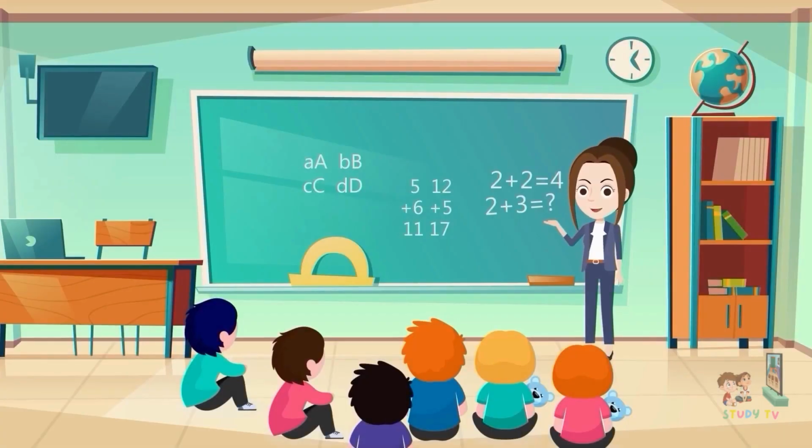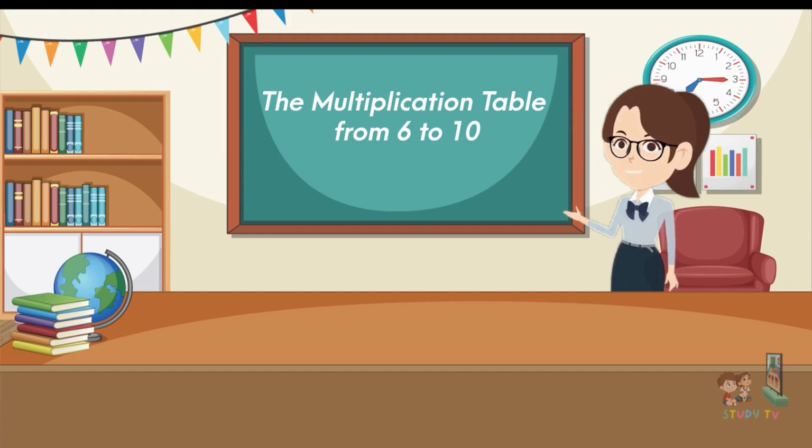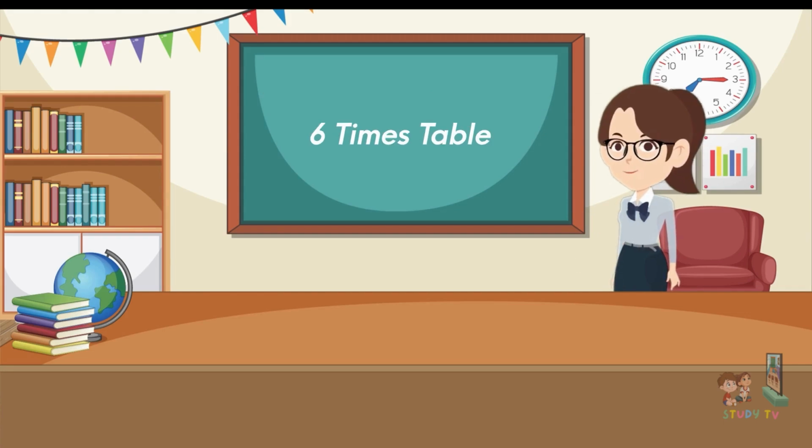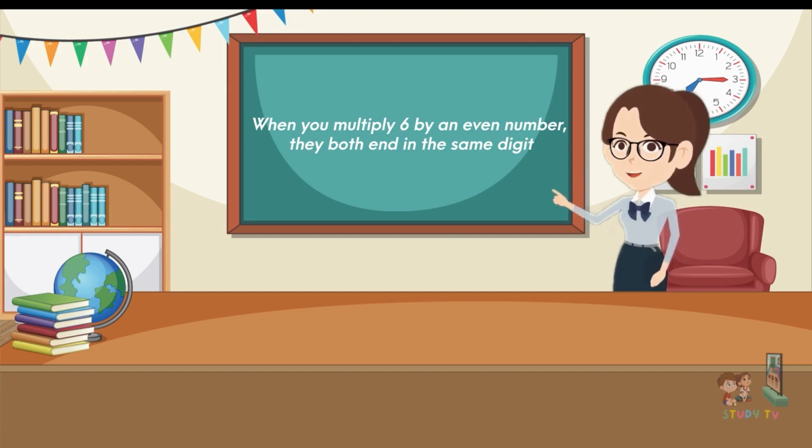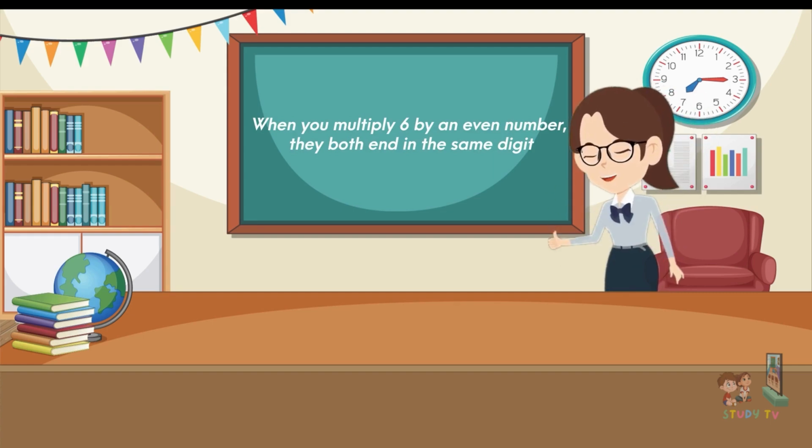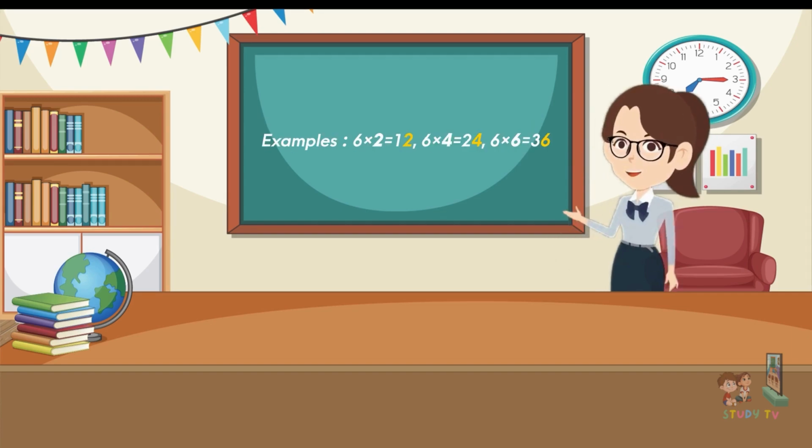Let's study the multiplication table from 6 to 10. 6 times table. When you multiply 6 by an even number, they both end in the same digit. Examples: 6 into 2 is equal to 12. 6 into 4 is equal to 24.